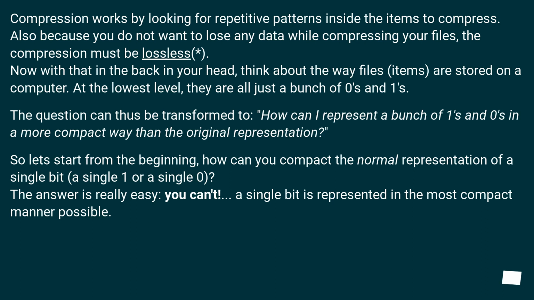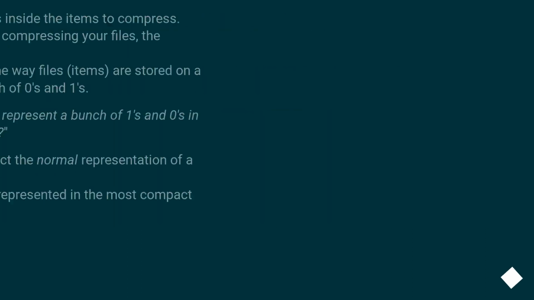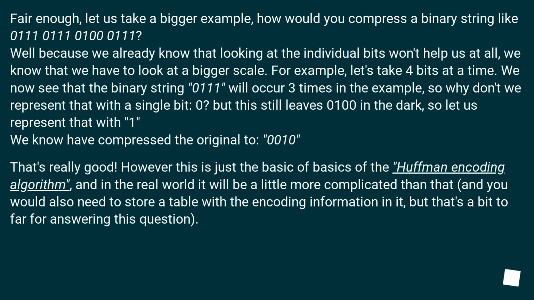How can you compact the normal representation of a single bit, a single one or a single zero? The answer is really easy: you can't. A single bit is represented in the most compact manner possible. Fair enough, let us take a bigger example.